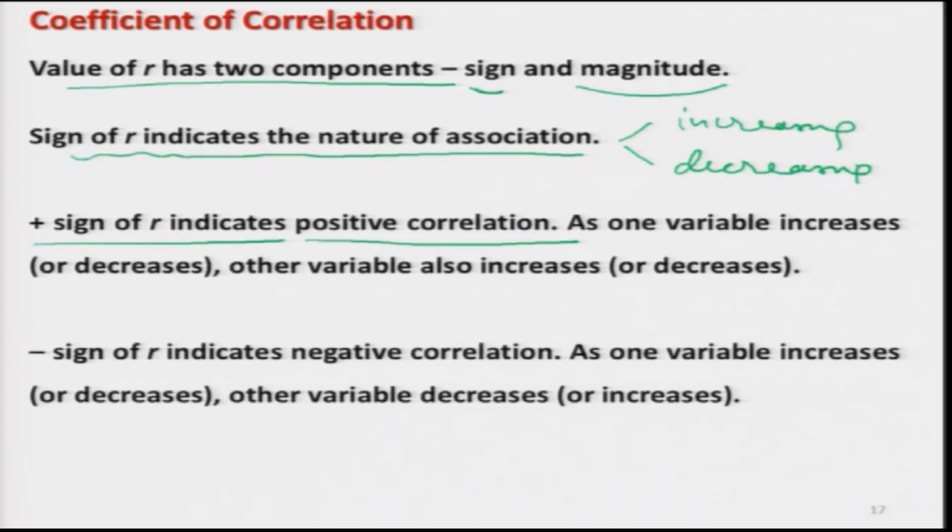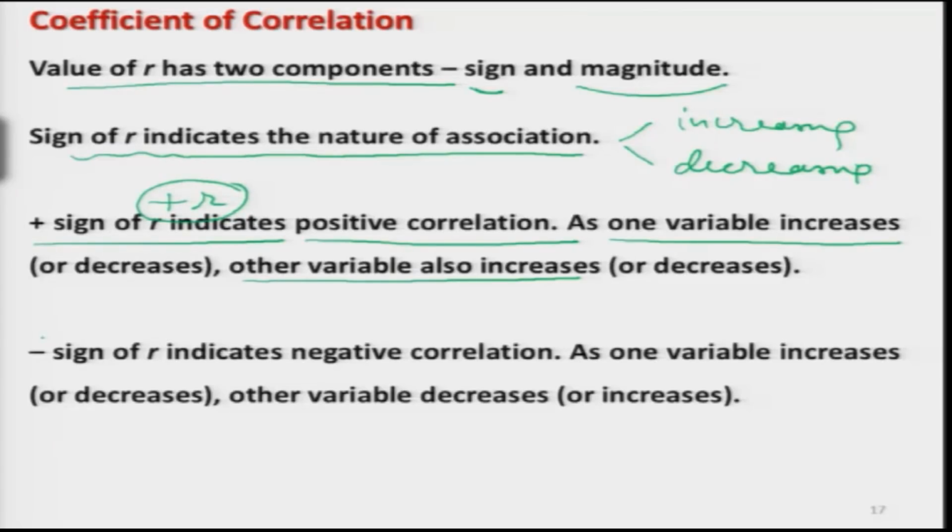This means what? As one variable increases, the value of the other variable also increases, and similarly if the values of one variable decrease, then the values of the other variable also decrease. So, plus r will give us the information that the relationship is positive, and the degree of linear relationship is the magnitude of r.